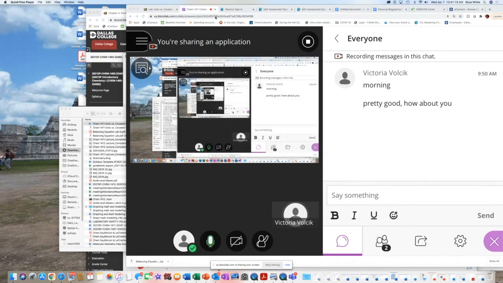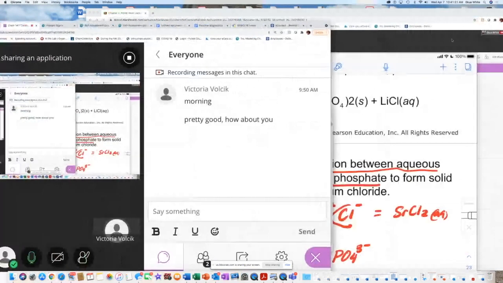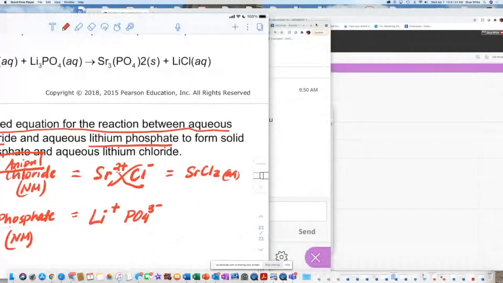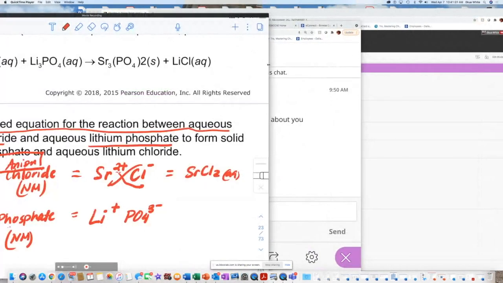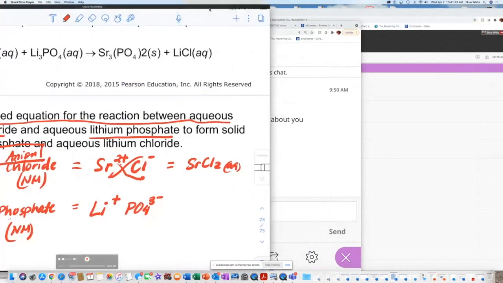Okay, let me see. Where did I put my iPad screen? Oh, there it is. I know I have a lot of stuff going on here. Okay.